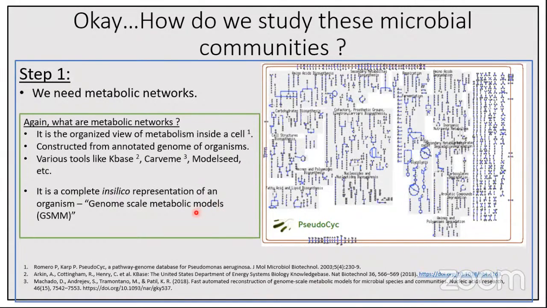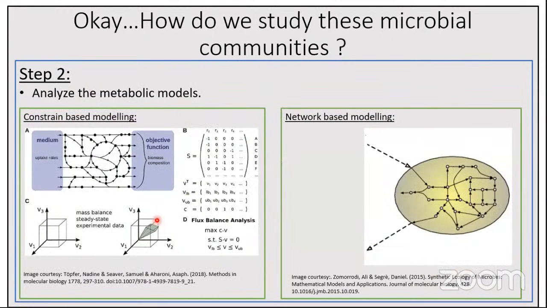So when you want to do a computational analysis on a microbiome, you need the genome scale metabolic model (GSM) of all the individual microbes present in the microbiome. Once we have these genome scale metabolic models, we use those models to analyze the microbial communities. There are basically two ways of analyzing.